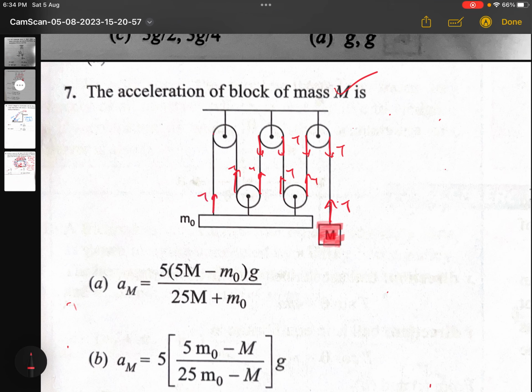And again this is T, this is T, this is T. So if you consider this block M naught, here you will have a tension 2T, here you will have a tension 2T. So totally 5T force is acting upwards for this M naught. For this M naught only. So 5T is acting upwards.